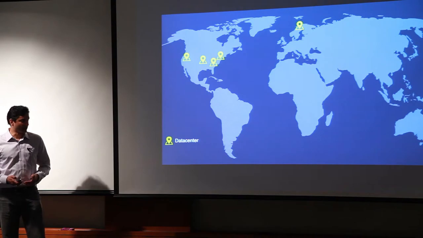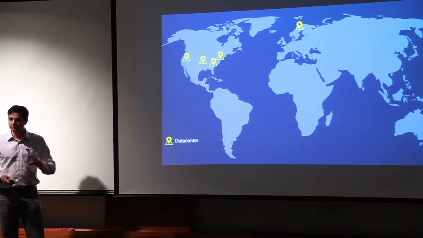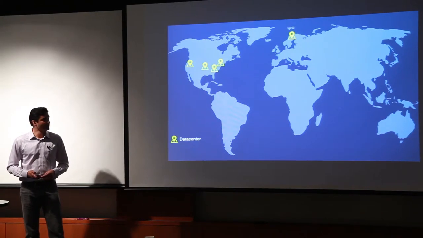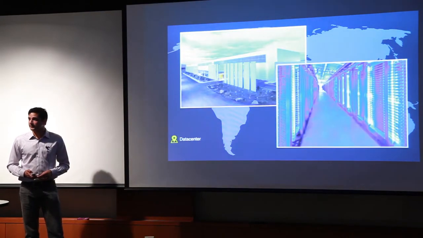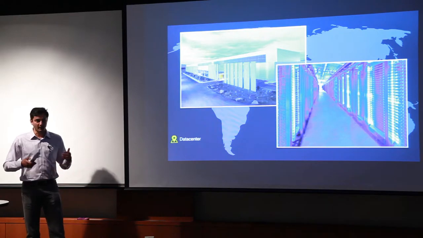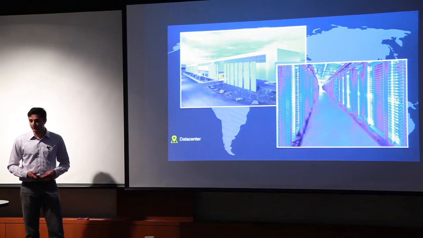Let's start with a primer on what Facebook's global networking map looks like. We have data centers across the US and in Europe. These are large facilities the size of several football fields. They consume tens of megawatts of power. Everything in there is custom designed for us by us: software, networking equipment, servers, the works.